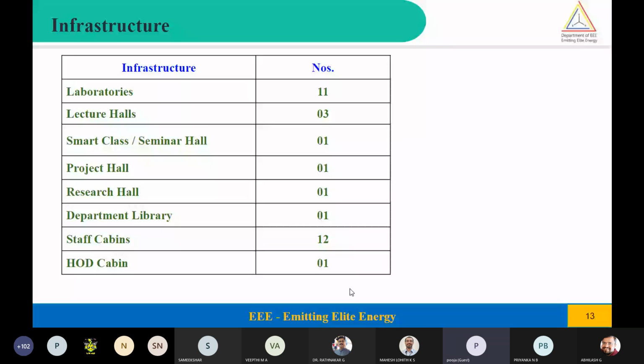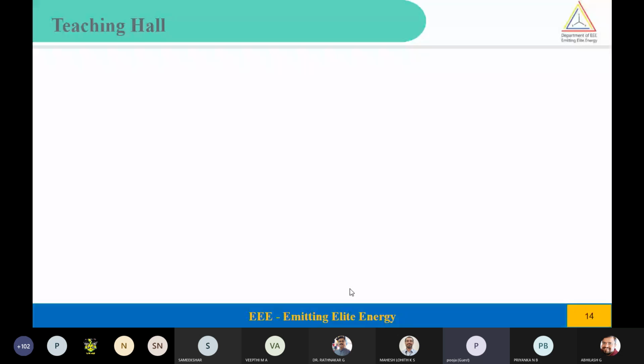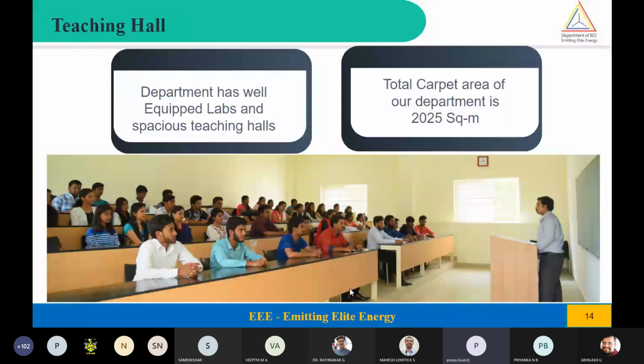And all the teaching rooms are really spacious. If you visit, you'll come to know. And all the departments, as well as the labs, are really effective. We see that all the instruments are in good shape, calibrated, and maintained properly. And the entire department capacity is about 2025 square meters.